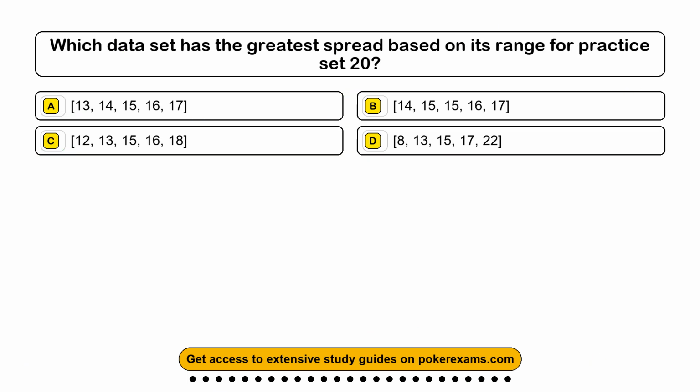Question 21. Which data set has the greatest spread based on its range for practice set 20? Option A 13, 14, 15, 16, 17. Option B 14, 15, 15, 16, 17. Option C 12, 13, 15, 16, 18. Option D 8, 13, 15, 17, 22.